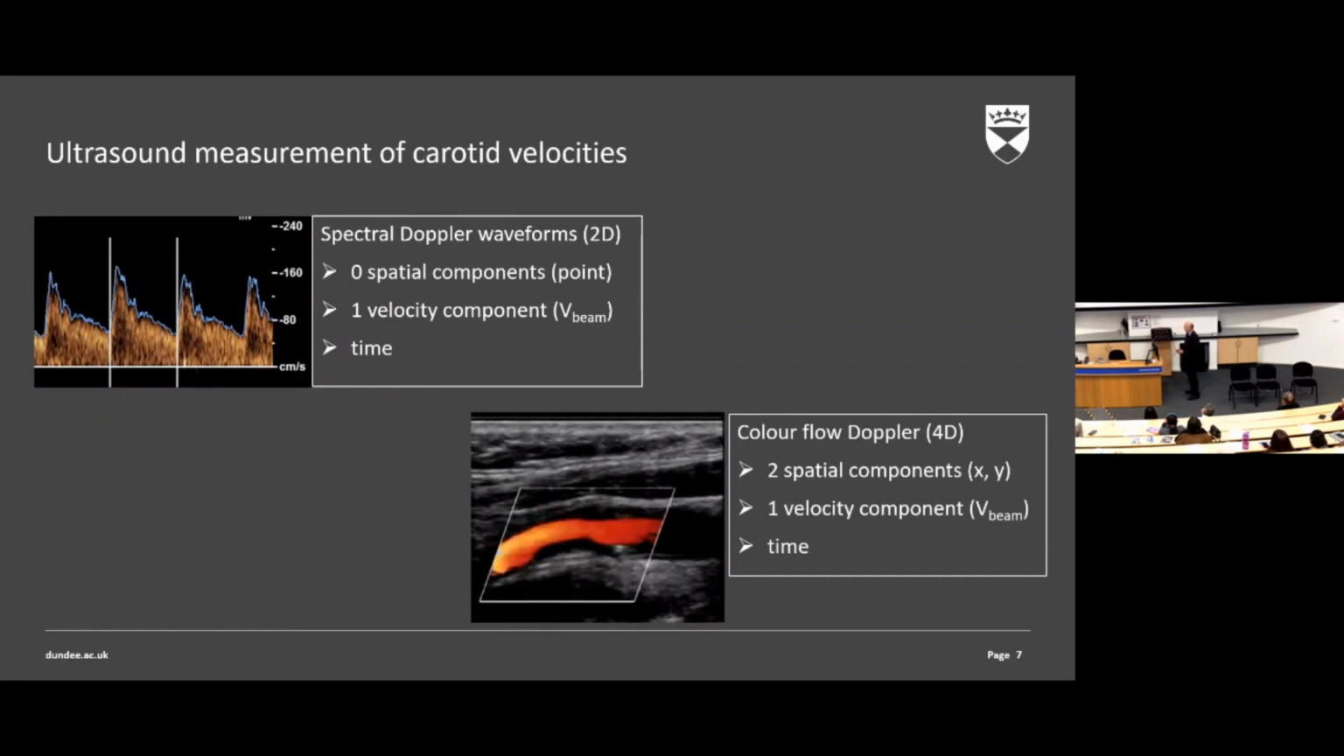So we have our blood velocity waveforms on the left-hand side just here. These come from a relatively small area within the artery, so that's 0 spatial components. There is only 1 velocity component actually being measured, in the line of the beam, and I'll talk about that in more detail in a minute, and time. So we get 2 components for spectral Doppler. Looking at colour flow, we've now got a 2D map of flow, so that's 2 spatial components, 1 velocity component, and time. So we've gone up from 2 to 4D, but it's not 7D.